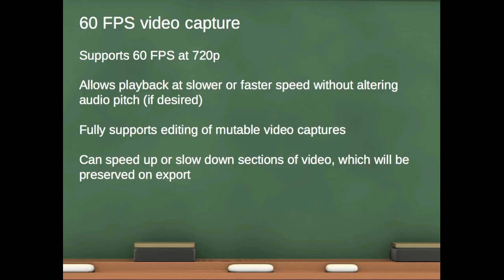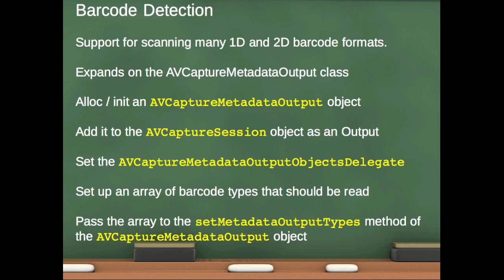Now, what about barcode detection? This one is pretty big. It is new to iOS 7. It uses and leverages the existing AV Capture metadata output class, which was previously only used for face recognition. However, now this class also supports various metadata types, which include 1D and 2D barcode formats in a lot of different ways.